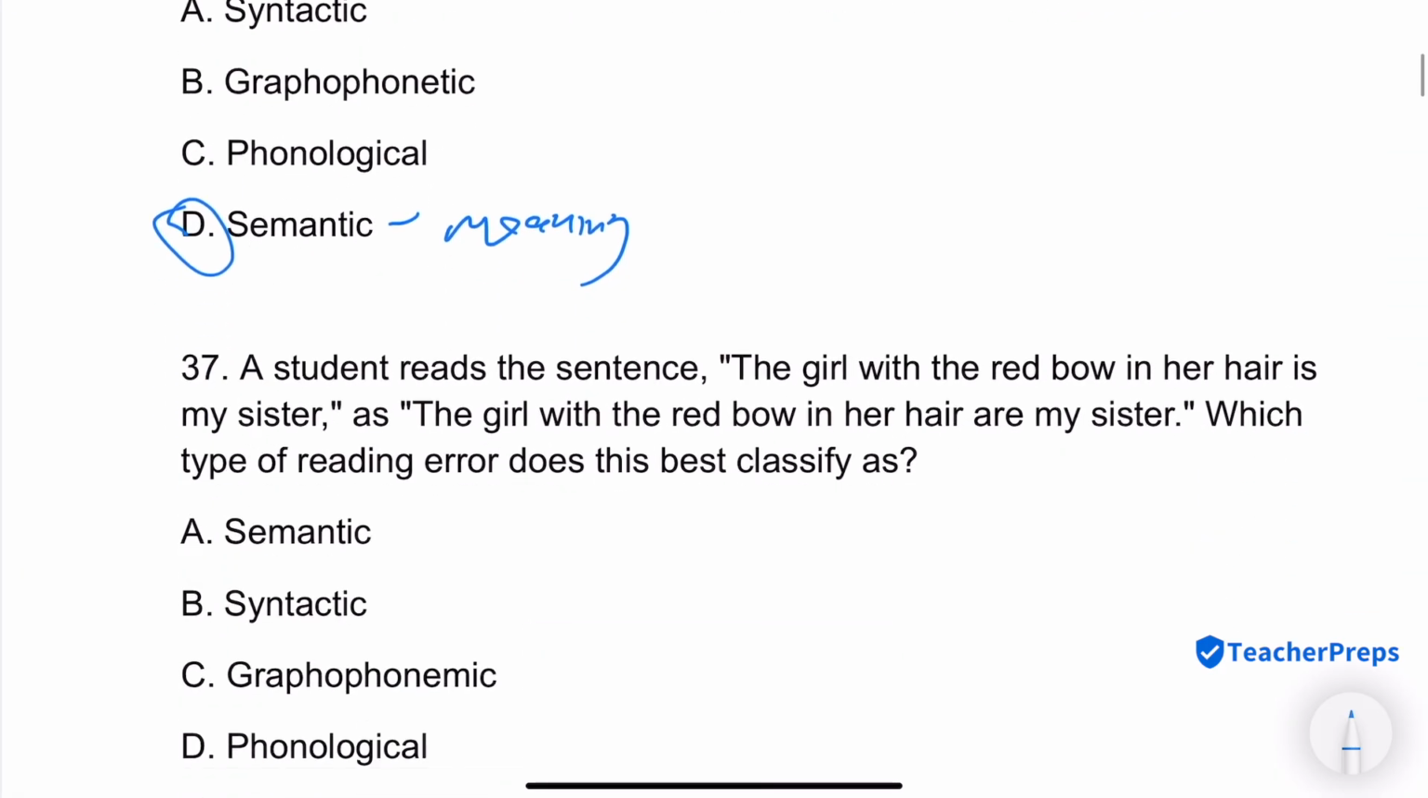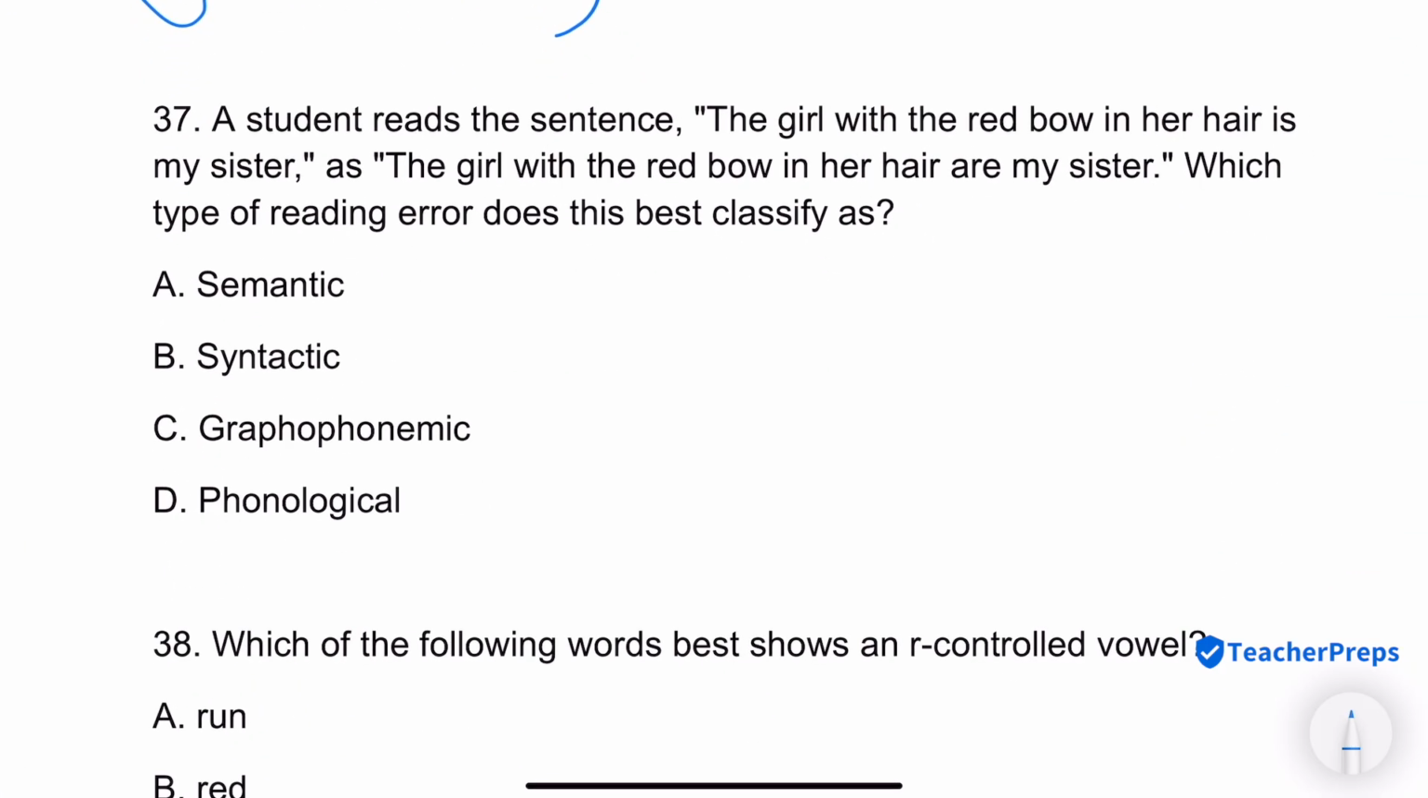Let's go on to question number 37. This one asks, a student reads the sentence, the girl with the red bow in her hair is my sister, as the girl with the red bow in her hair are my sister. Which type of reading error does this best classify as? We can see that it's another reading error, but it's really a different type of error. All right, so take a moment here and think about this. Number 37. All right, so this is option B. This is a syntactic error, and this relates to the structure of grammar. So syntax is grammar and the structure of a language.